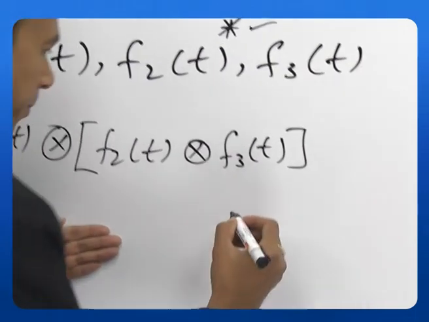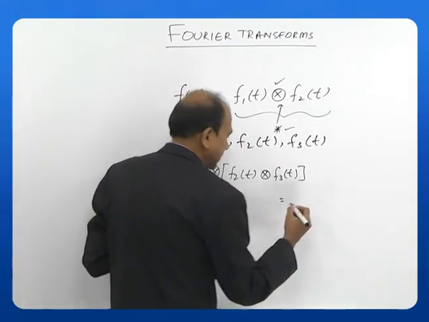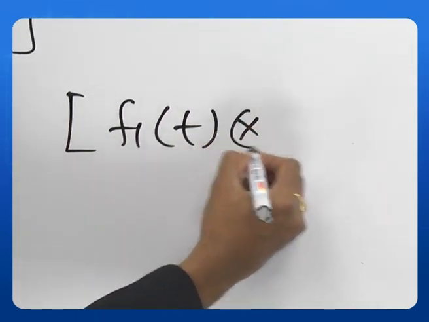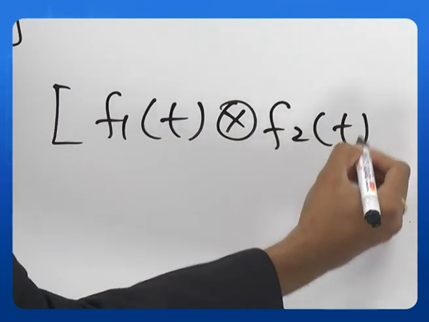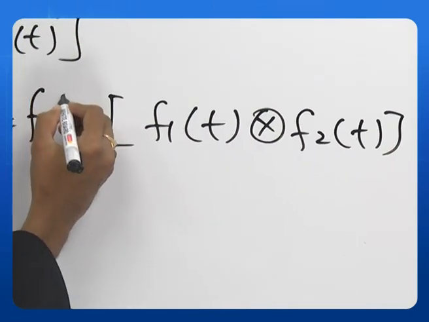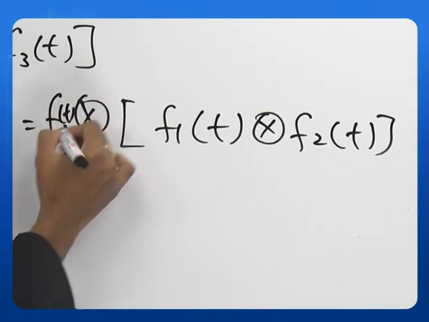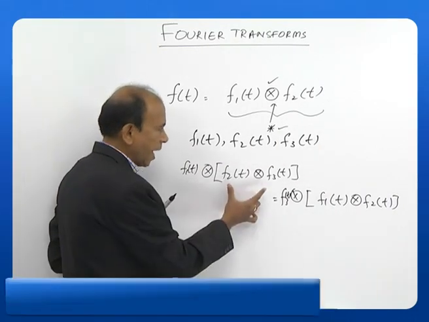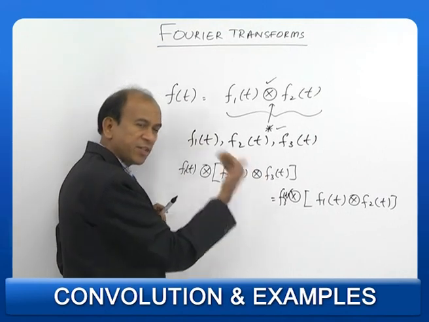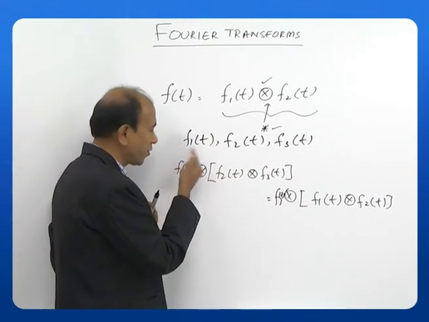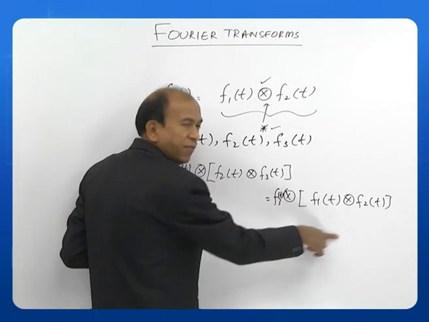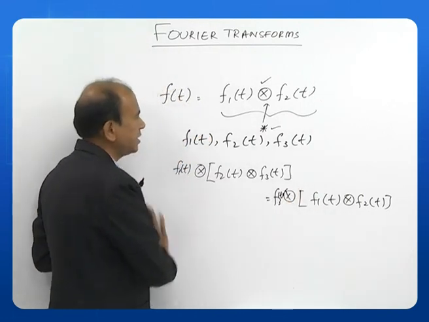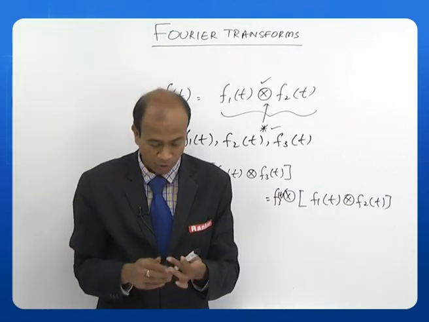This will be equal to, we can write this as f1(t) convolved with f2(t), and then the whole thing convolved with f3(t). So this is the convolution. It means I can convolve any two functions, and the whole result of that convolution can be convolved with another function, which will be similar to different functions being convolved together and the whole being again convolved with other functions. So this is another property of convolution.